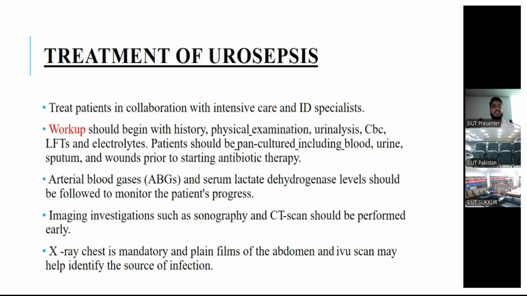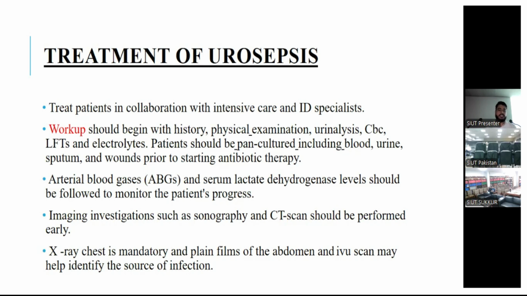Treatment of urosepsis. Treat the patient in collaboration with intensive care and ID specialists. Workup should begin with the history, physical examination, urine analysis, CBC, LFTs, electrolytes, and patients should be pan cultured, including blood culture, urine culture, and wound culture, which should be taken before starting the antibiotic therapy. ABGs and serum lactate levels should be followed to monitor the patient's progress.